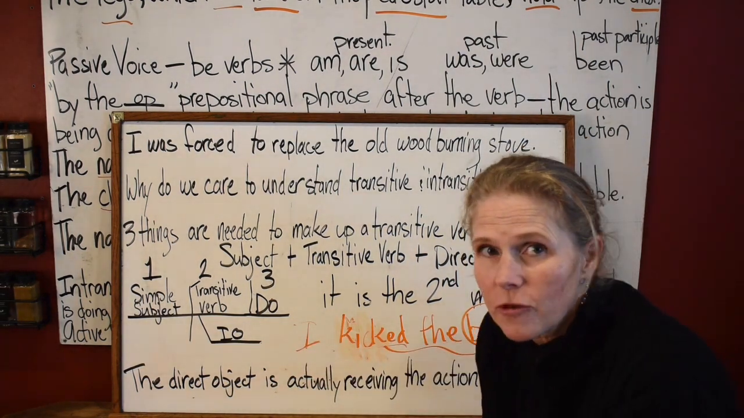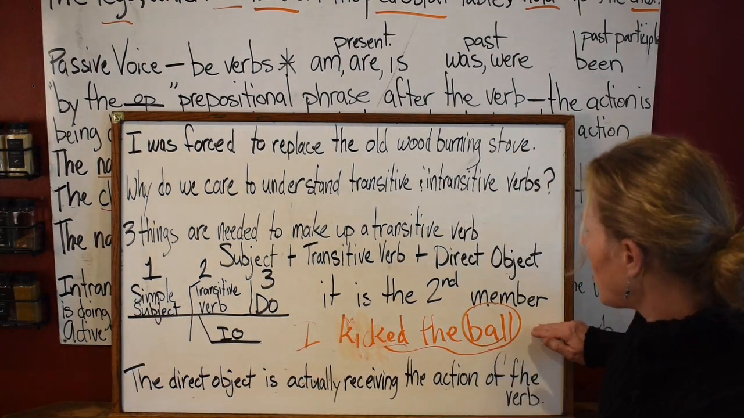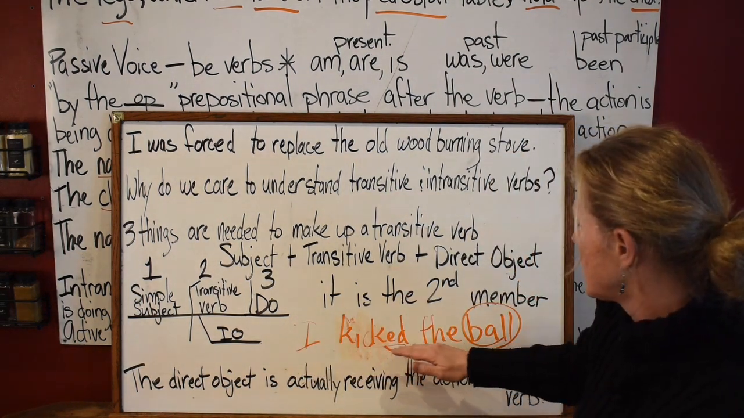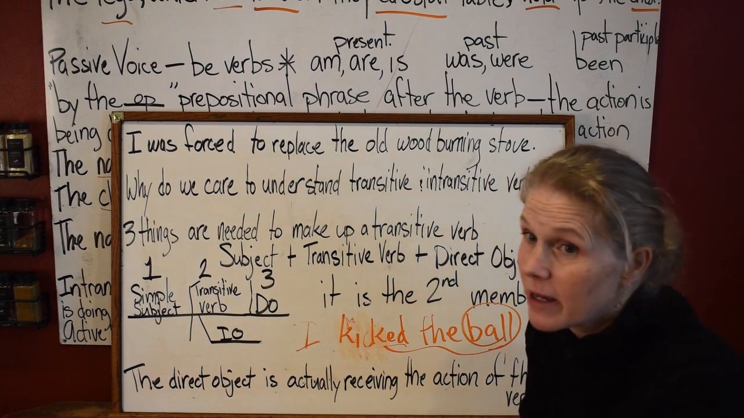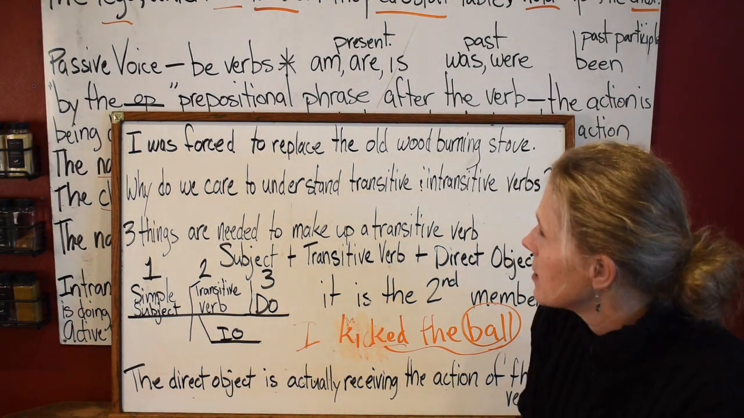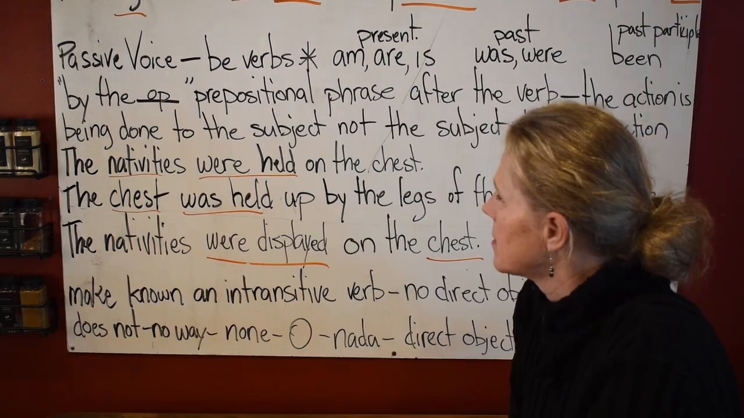So put it in passive voice. Start with the ball because you want to start with your direct object. The ball was kicked by me. I like that because you're using by. The prepositional phrase by. Nice. That's how you do it.